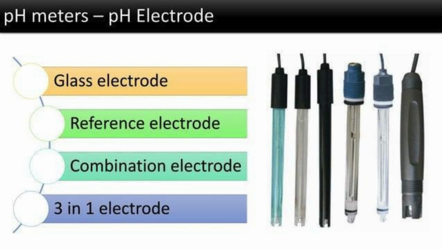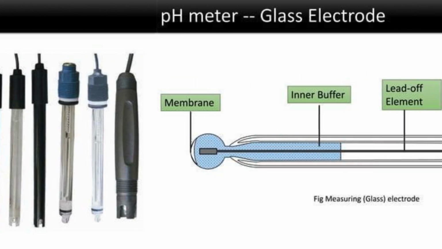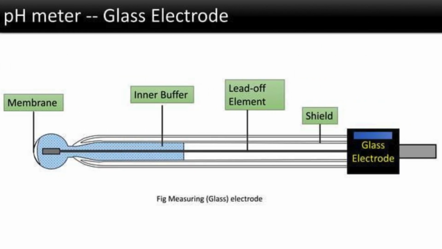To understand this better, let's zoom in on the glass electrode. Its key part is a special glass membrane at the tip. Inside, there is an inner buffer solution and a lead-off element. The entire assembly is often shielded. This glass electrode is the sensitive part that actually detects the hydrogen ions in the solution you're testing.